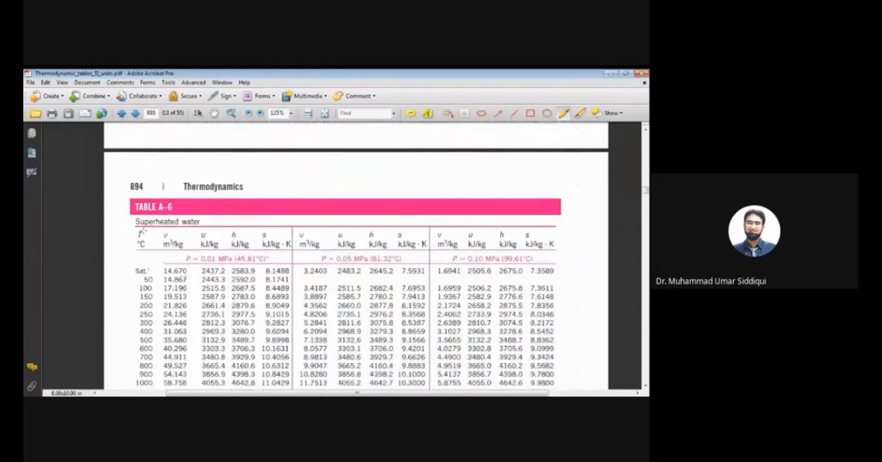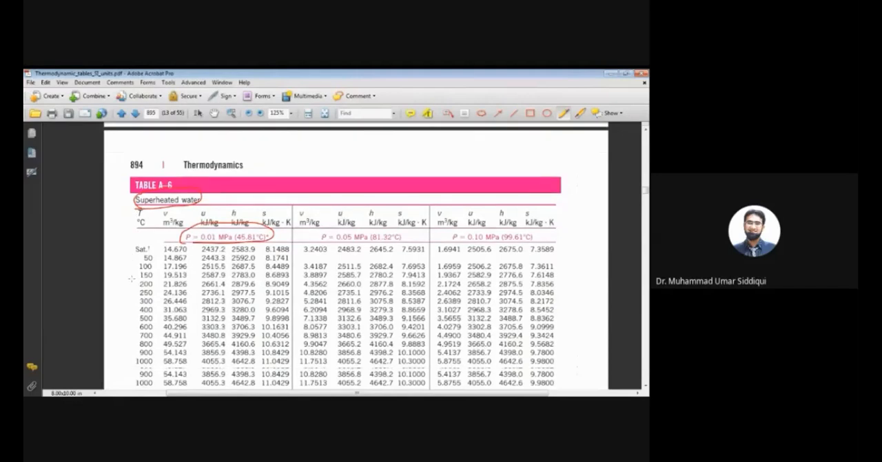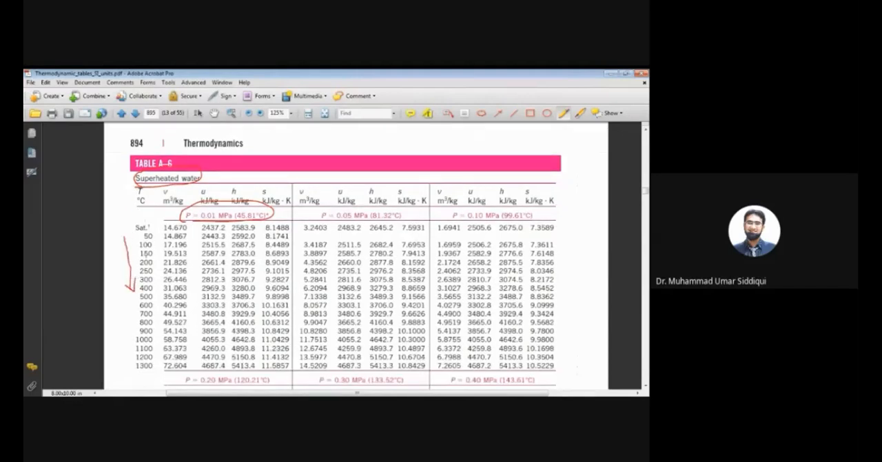A6 has superheated values, because for table A6, when we talk about superheated water, you don't have F and G values now. So you have everything vapor. So you have different pressures. Let's say at this pressure, you have different varying temperatures, and corresponding to a specific temperature and pressure, you can find specific volume, and internal energy, enthalpy, entropy.